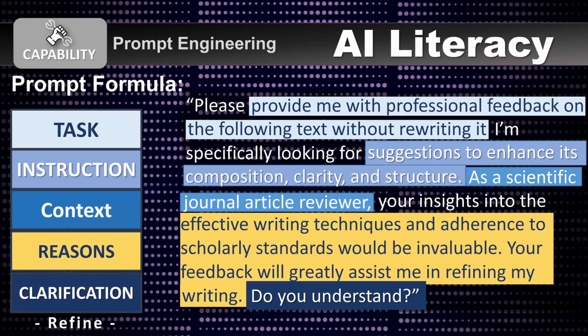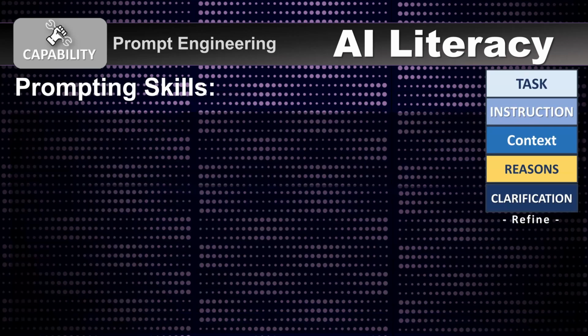By doing this, we'll get a much better response, a response that's more tailored to exactly what we're looking for. Notice the specific instruction, the context, the reasons. All of this comes together to give us that better response so that we can save time and use AI more effectively. In doing this, there are multiple skills that we need to develop within ourselves and students in order to be a better prompter.